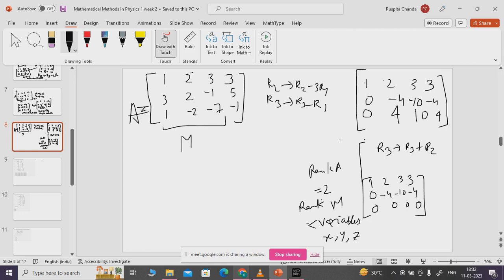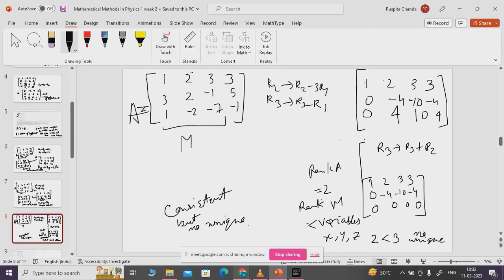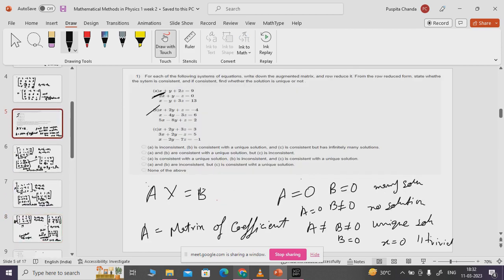Here 3 variables are there, x, y, z. So 2 is less than 3, so there is no unique solution. They are consistent solutions, but no unique solution. Okay, so now we see the options.